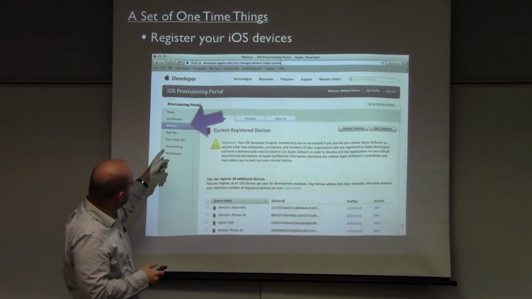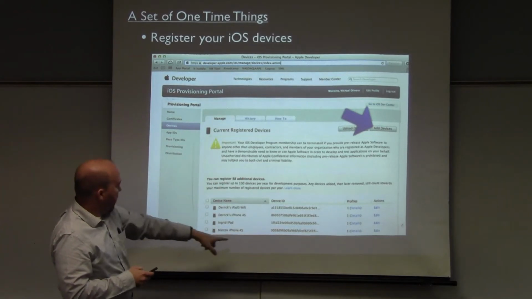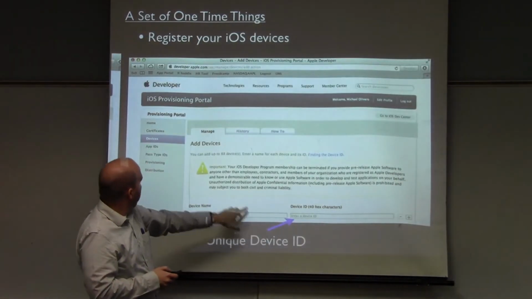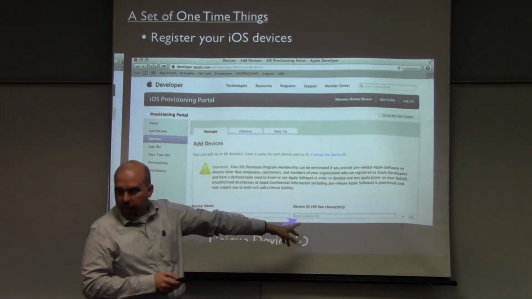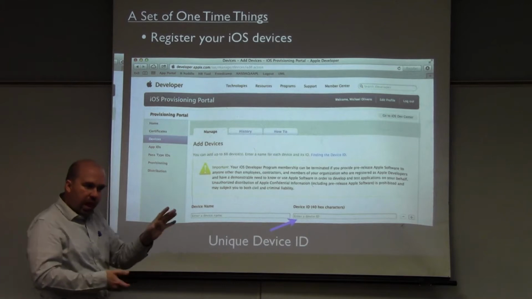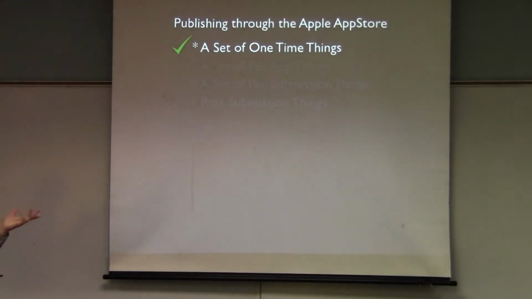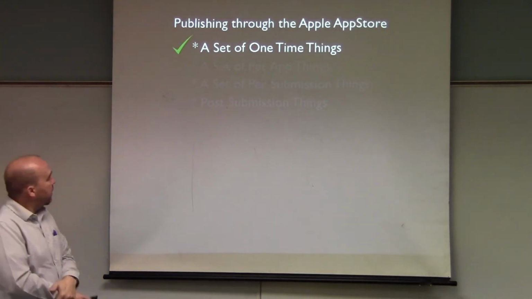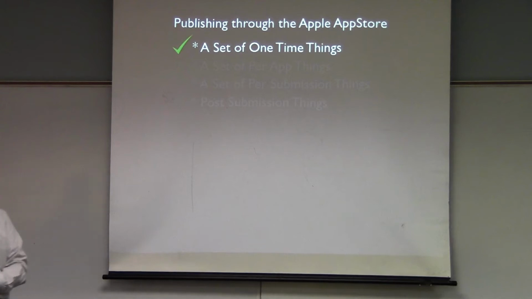So simply, again, you go and you click the Add Devices button once you're on the Devices tab, and you get to this screen where you can specify your device name as well as the device ID. And when you plug in your device in iTunes, it gives you access to the device ID. And we've pretty much completed the set of one-time things that you've got to do to be able to access the App Store. Those two things are the primary things.